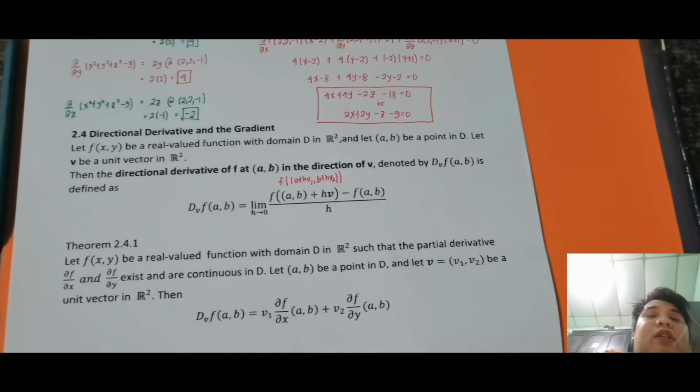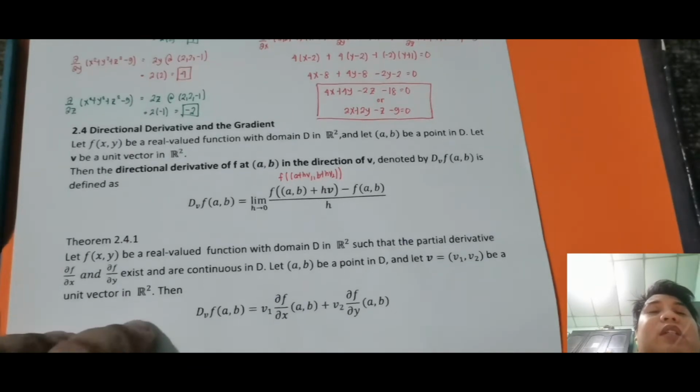Okay, so again, this is just a mathematical definition. So sa kahit anong book, yan yung kanyang definition. So although may formula siyang iba. So now, let f of x comma y be a real valued function. This is theorem 2.4.1. So with domain D in R squared, such that the partial derivative of f with respect to x and the partial derivative of f with respect to y are continuous in D. Let a comma b a point in D, and let b be the unit vector b sub 1 comma b sub 2. Be a unit vector in R squared.